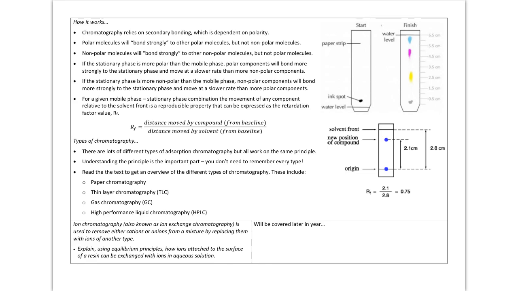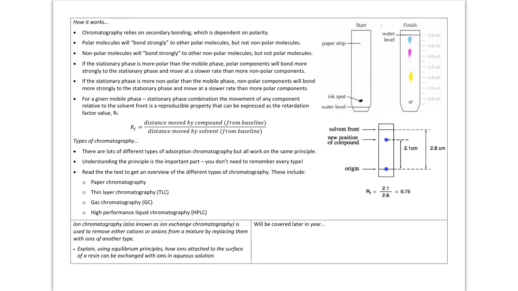Now, if we get to our chromatography, if the stationary phase is more polar than the mobile phase, polar components will bond more strongly to the stationary phase and move at a slower rate than more non-polar components. And the opposite applies. If the stationary phase is more non-polar than the mobile phase, the non-polar components will bond more strongly to the stationary phase and will move at a slower rate than the more polar components.